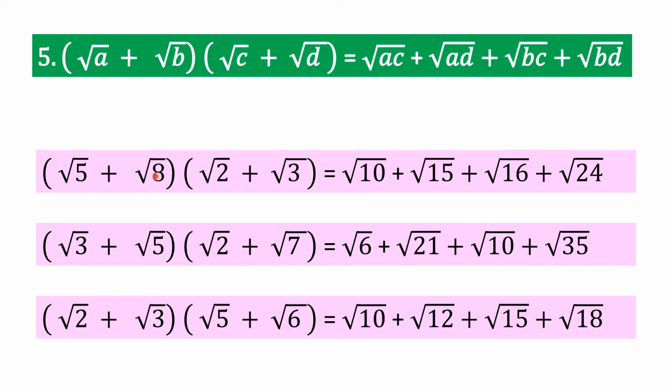So root 15, right? Now next root 8 into root 2 will be root 8 into 2, which is root 16. So root 16, right? Next is root 8 into root 3, which will be root 24. Root 8 into 3 is 24, right? Now the next one is root 3 plus root 5, root 2 plus root 7, right? So again we solve it. Root 3 into root 2, root 6, root 3 into root 7, root 21, root 5 into root 2, root 10, root 5 into root 7, root 35. So the same type. Okay, look at the question once carefully.